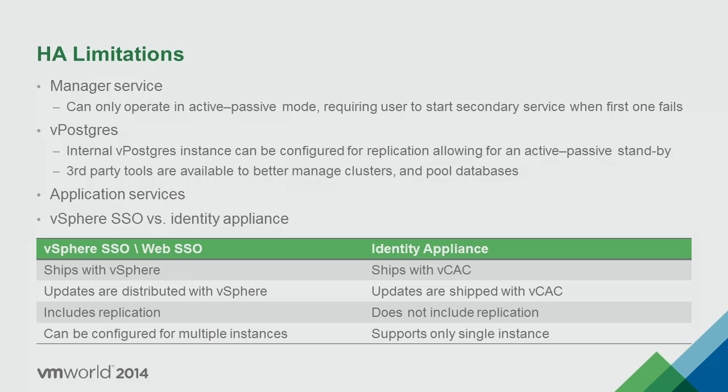If we choose to use the Identity Appliance, this does ship with vCAC. Any updates are delivered by the vCAC team or shipped with vCAC. This does not have the replication capability, so we're limited to having only one instance. And for HA requirements, at that point, we're using something like vSphere fault tolerance versus having multiple instances behind a load balancer.